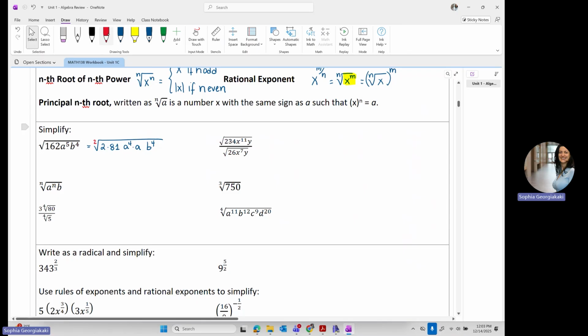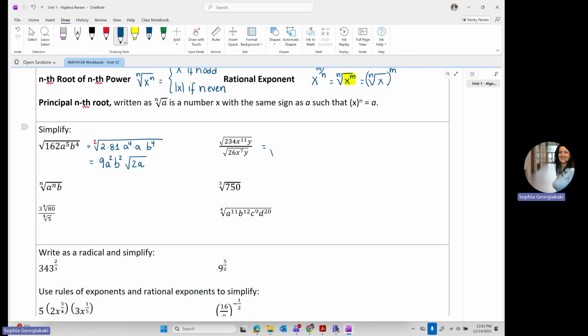So the square root of 81 is 9. The square root of a to the fourth is a to the 4 divided by 2, so a squared. The square root of b to the fourth is b to the 4 divided by 2, which is b squared, and everything else I was not able to simplify. So under the root, I will have 2a. My answer here will be 9, a squared, b squared, times the square root of 2a.